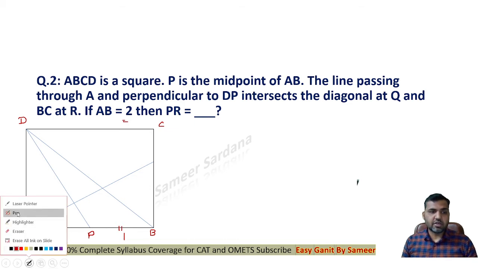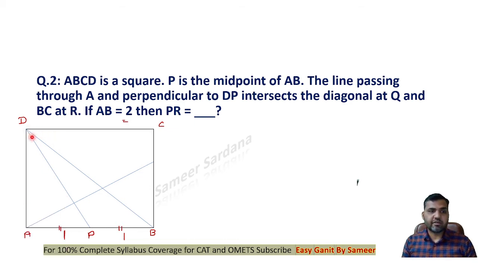So you need to draw a line from D to P. Join D and P, only then you'll be able to make the line DP. Now a line passing through A and perpendicular to DP. So you're supposed to draw a line perpendicular to DP passing through A. That means this angle will be equal to 90 degrees. Now these lines intersect the diagonal DB at point Q and the side BC at R, right?